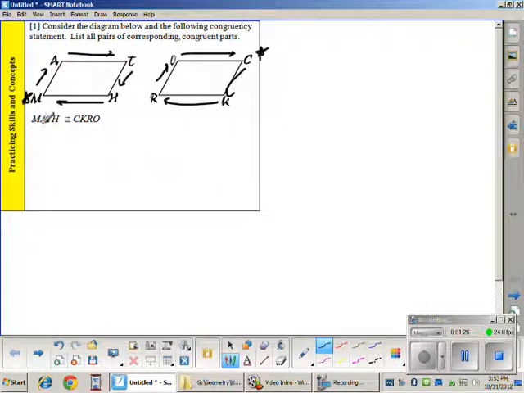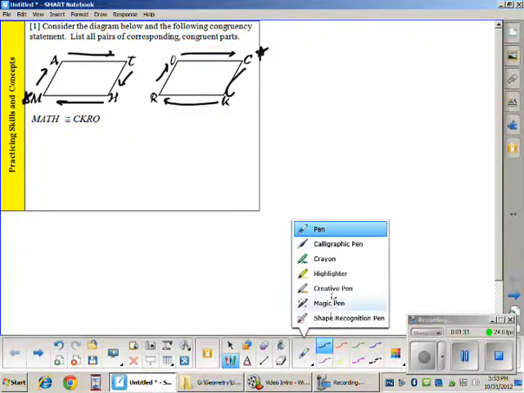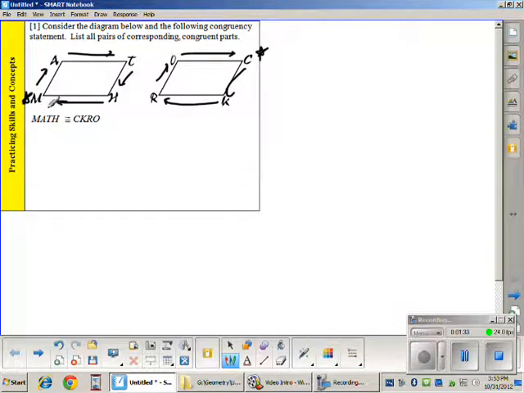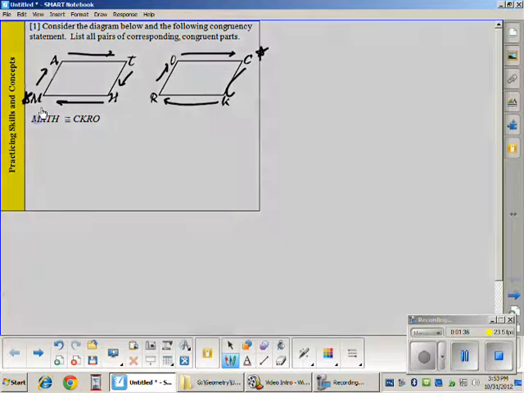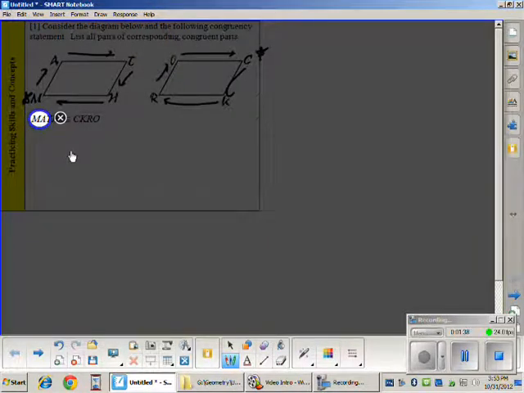What we have to look at is right here. Let me see if I can pull out Mr. Magic Pen. Where are you? There you are. We really have to look at a pair at a time, because 2 points make a line segment. If MA is listed first, that means it is congruent to CK, listed first on this side. So MA corresponds and is congruent to CK. AT corresponds and is congruent to KR. TH corresponds and is congruent to RO. And of course HM corresponds and is congruent to OC. So the names tell us everything.